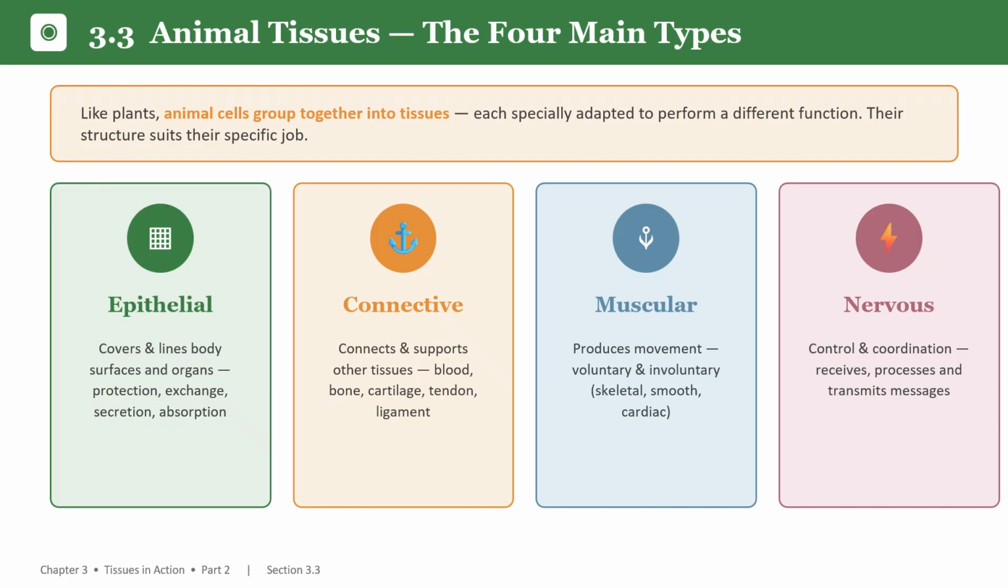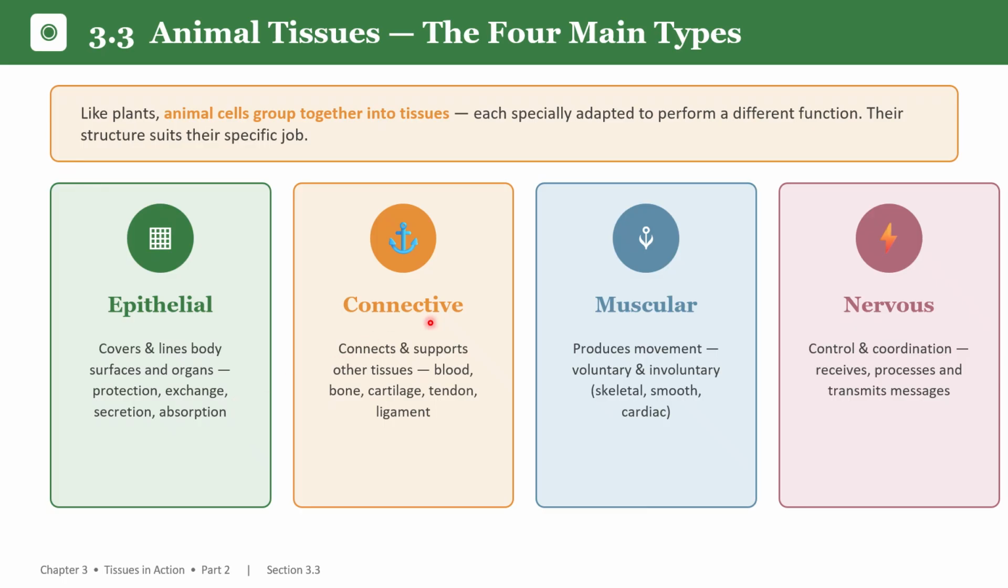So today we are going to learn about the four major animal tissues. Every tissue has a unique role in keeping our body alive. Let's start with the epithelial tissue. Epithelial tissue covers the body and lines the internal organs. Just think of it as the body's protective covering or a wrapper. So what is its function? Its functions include protection, absorption, secretion, and also exchange of gases, right?